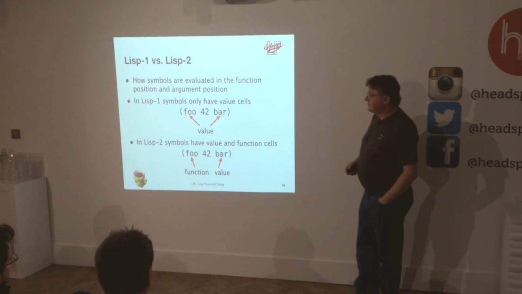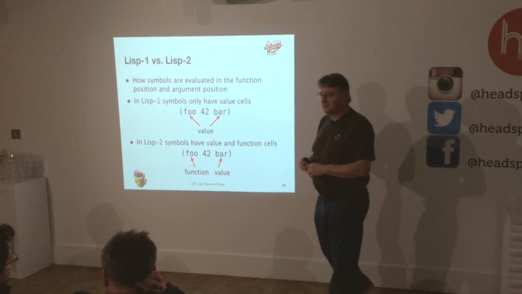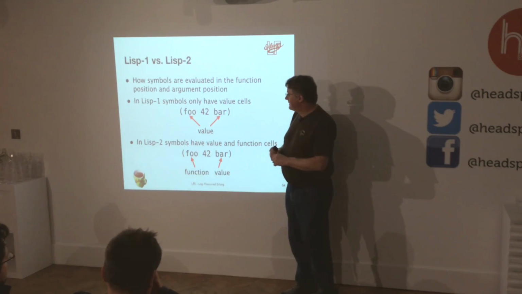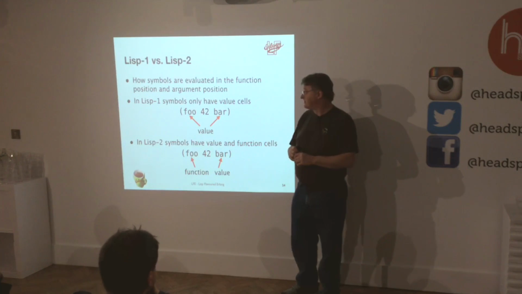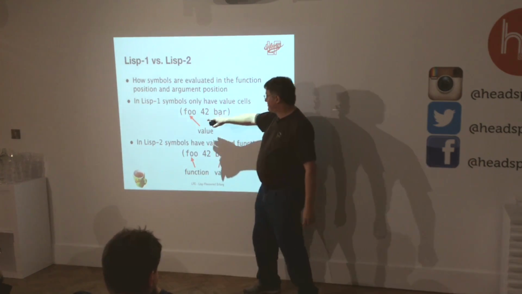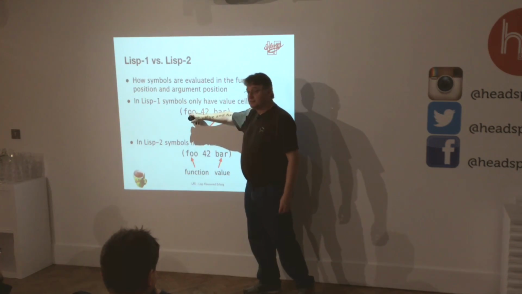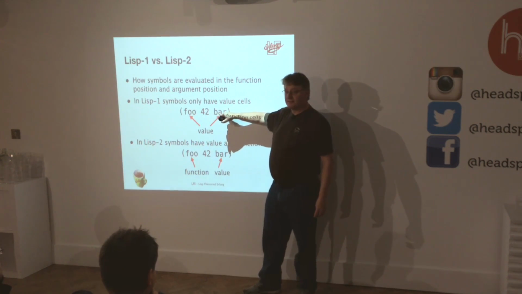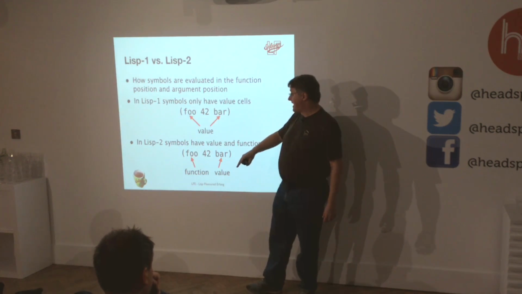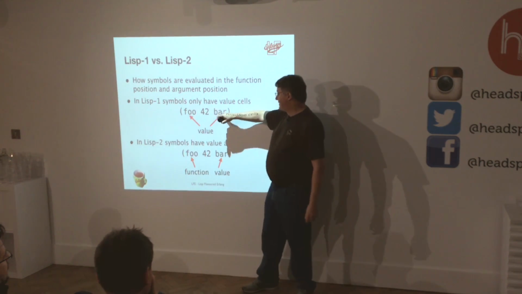Yeah, Lisp 1 versus Lisp 2. If you're not a Lisper, this might be slightly strange. There are 2 large different schools or families, you might say, of Lisps here. And that is how symbols are evaluated in the function position and the argument position. How are you going to do that, right? So if I've got this expression here, foo 42 bar, in the Lisp sense, this is calling the function foo with 42 and the value of the symbol bar, the variable bar here. That's what that syntax means. Right? And in Lisp 1s, I'm getting the function definition here and the value here in the same way.